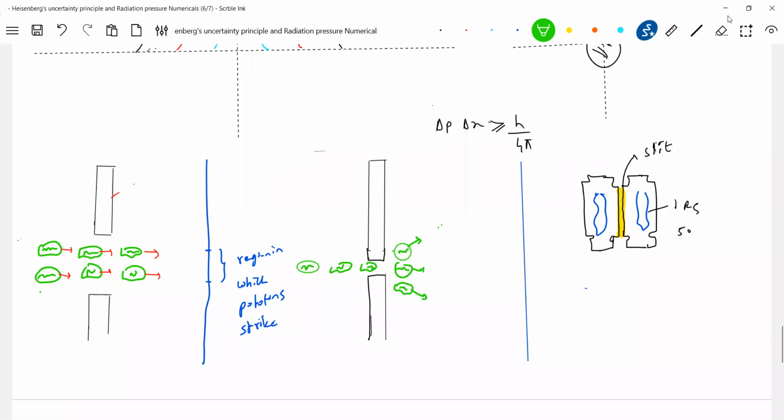So this photon will reach here, this photon will reach here, this photon will reach here. Tell me now, what are we certain of? We are certain that the photons are passing through this very narrow slit. And what happened there? Momentum. They change their direction.